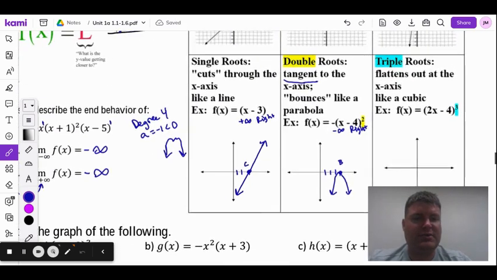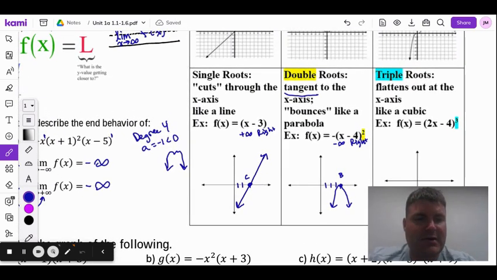And then a triple root flattens out. It also looks like a point of inflection, POI, point of inflection. Again, if you either unmute it. Can't unmute it.